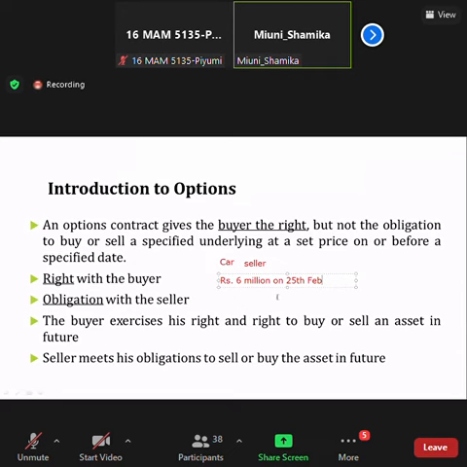Now you agree. So in this situation, you are the option buyer. You are the option buyer, and the car seller is the option seller, or we call him option writer. So now here who has the right?